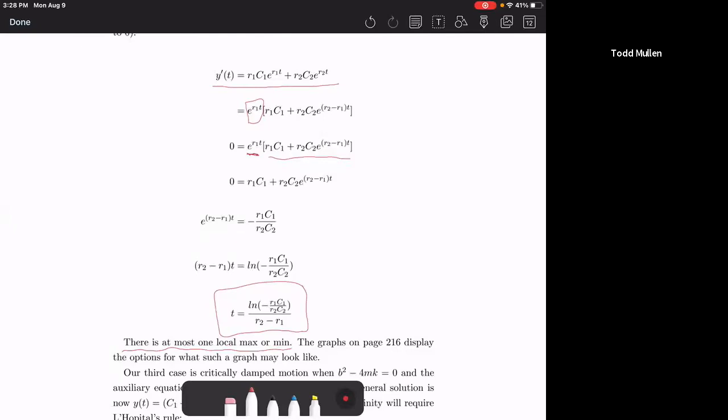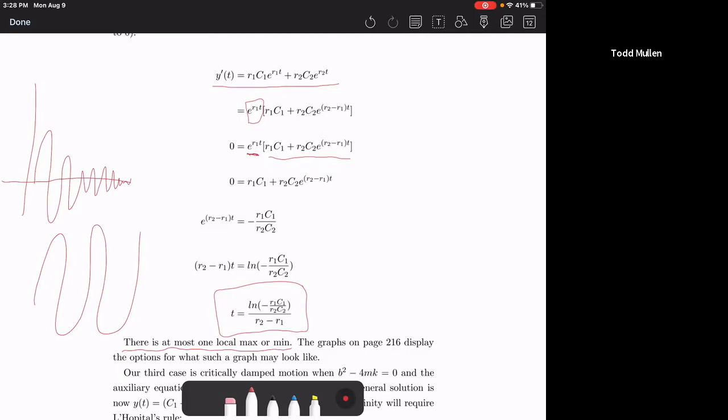This makes for an interesting type of graph because we would picture something bouncing on a spring as going kind of like a sine wave, and it may peter out or it may go on forever. But we do picture it having several critical points. But the fact that we can only find one local max or min means it's going to look something like this, maybe. You'll actually see a number of possible graphs on page 216 that display the options for what such a graph may look like.